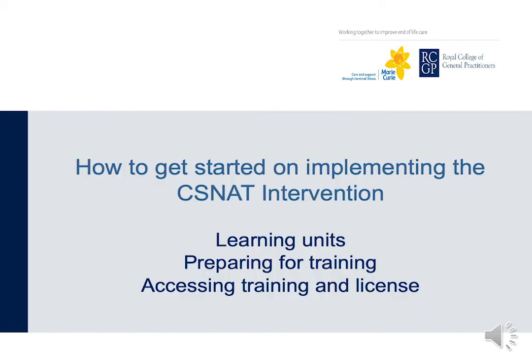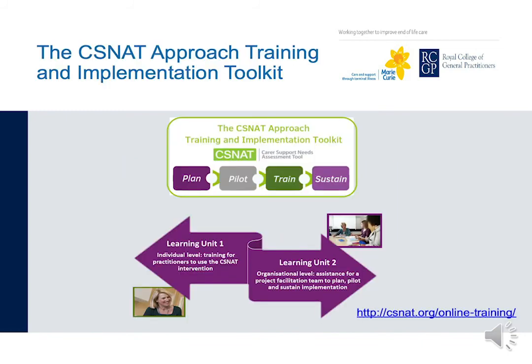We're just briefly going to finish the module by looking at how to get started on implementing the CSNAT intervention if you want to use it. We'll touch on learning units, preparing for training, and accessing training and license. Through our work with hospice services, specialists and generalist services, we have learned what support and resources are needed to implement the CSNAT intervention. This represents a change in practice. We have learned that there are two main components to this implementation. Firstly, the training individual practitioners need in order to work with the CSNAT intervention and adapt it to their practice. Second, what the organisation needs to put in place to implement the change to a new way of working with carers within the organisation.